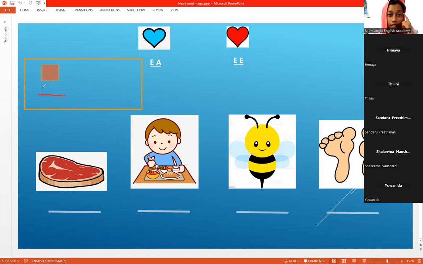So if the children have done that activity so far, the child has learned it by heart, right? That is why we call it heart word. The word is in your heart. So the child will be able to come up and write like that. And the next one, you introduce the next one, and then you ask the child to come and write. Understood? You can give this picture, the B picture, right? And the child will say it's a B, so I know it starts with B and has double E. Child knows that. So this is the heart word magic activity.